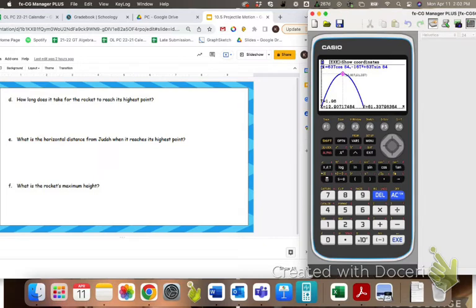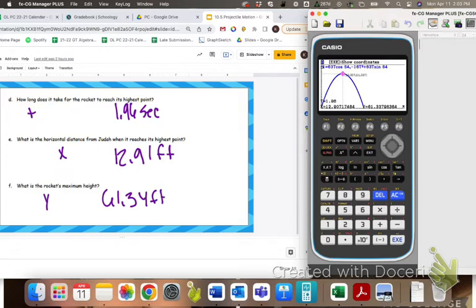So that tells us three things. The time that it occurs, that's the t value, is 1.96 seconds. The horizontal distance, that's x, is 12.91 feet. And then the maximum height, that is the y value, is 61.34 feet. Again, these are estimates just based off of tracing, but it gets us pretty close.